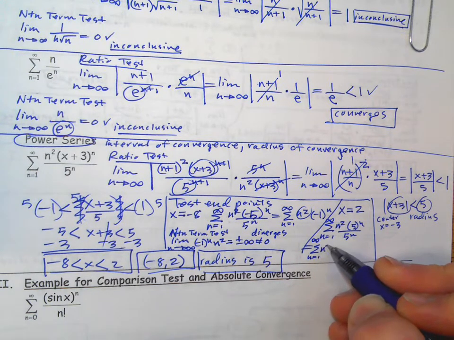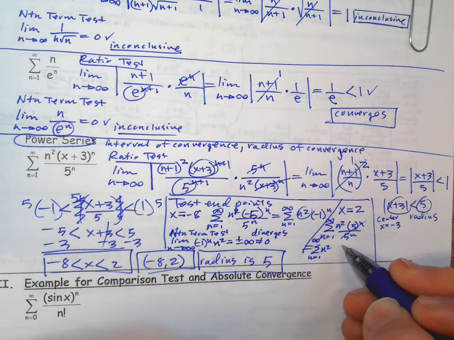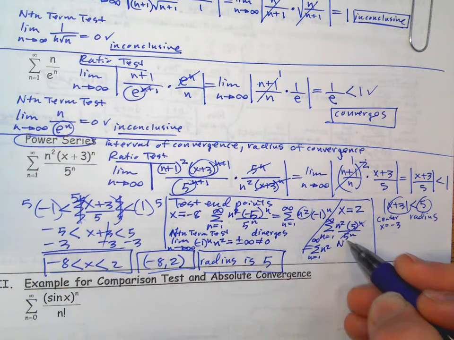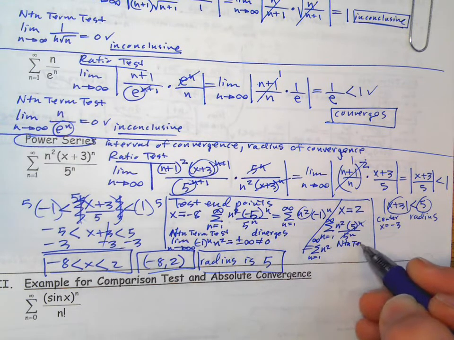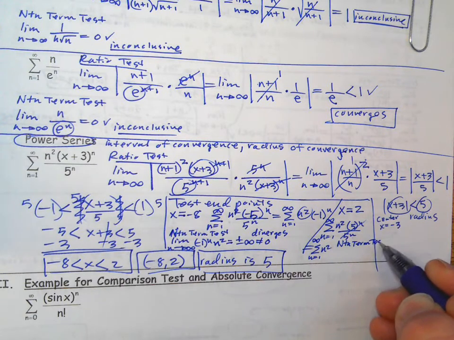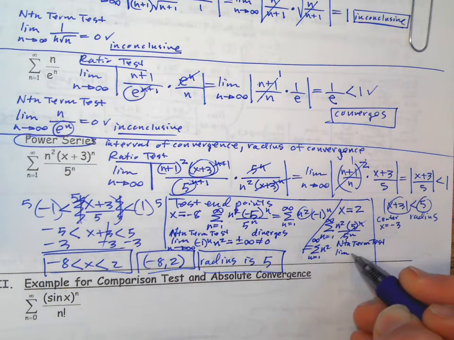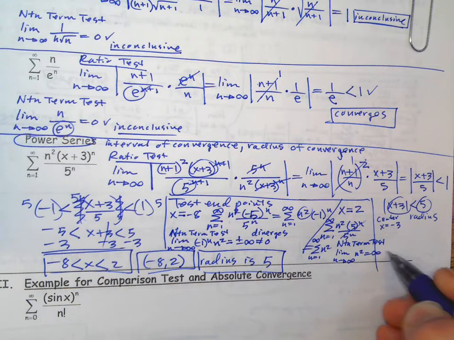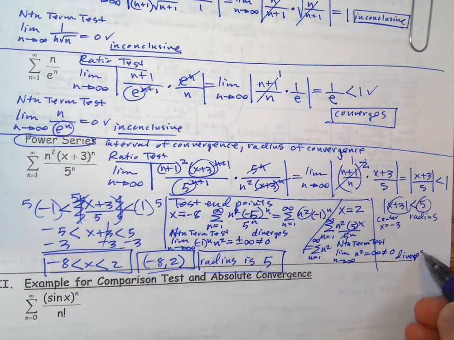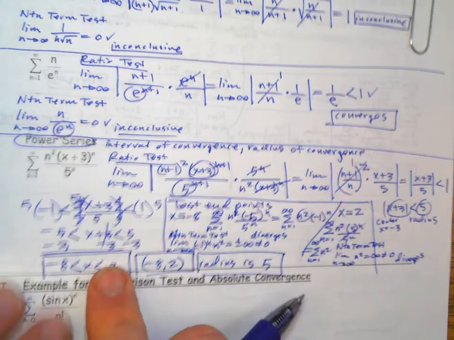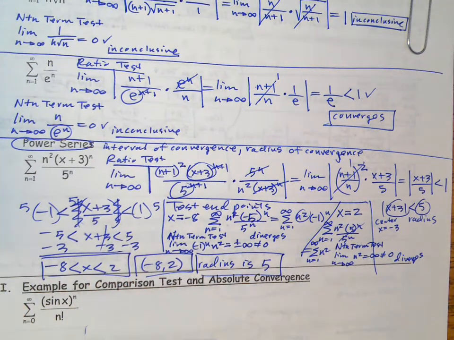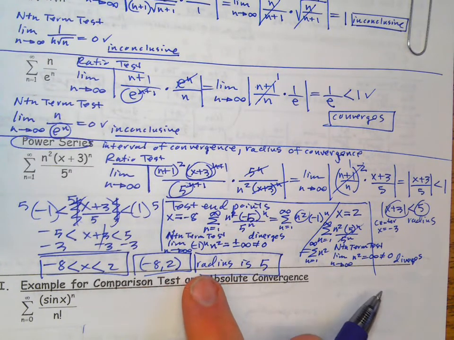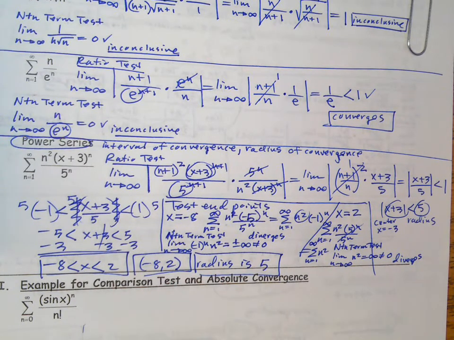And you just get n squared. And same thing here. So nth term test, limit as n goes to infinity of n squared is going to be infinity, which isn't equal to 0, which means it diverges. So neither endpoint works. So this is our final interval of convergence. We're not going to have any brackets or include the endpoints.